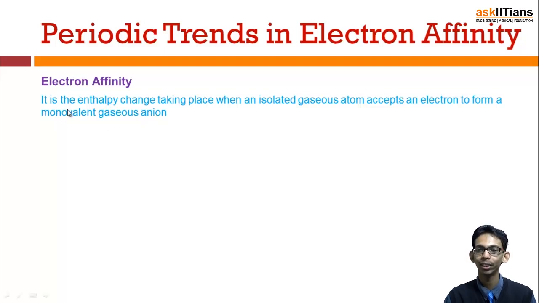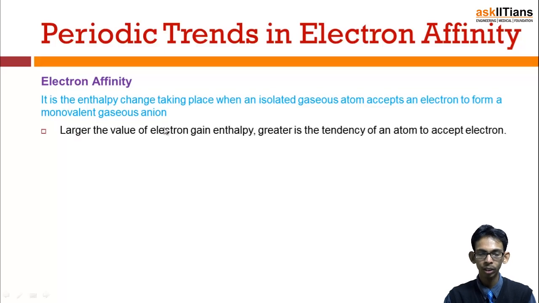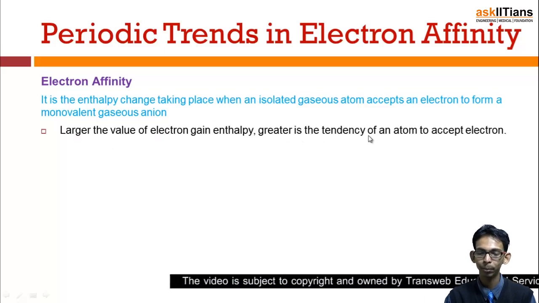This is also known as electron gain enthalpy. So the atom which has more affinity for the electron will release more amount of energy, and that's why there will be a high negative value for electron gain enthalpy. So the larger the value of electron gain enthalpy, the greater is the tendency of an atom to accept the electron.